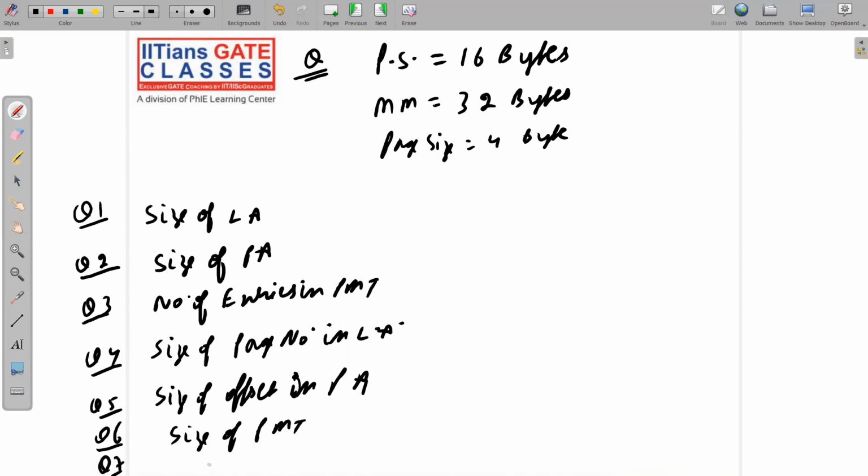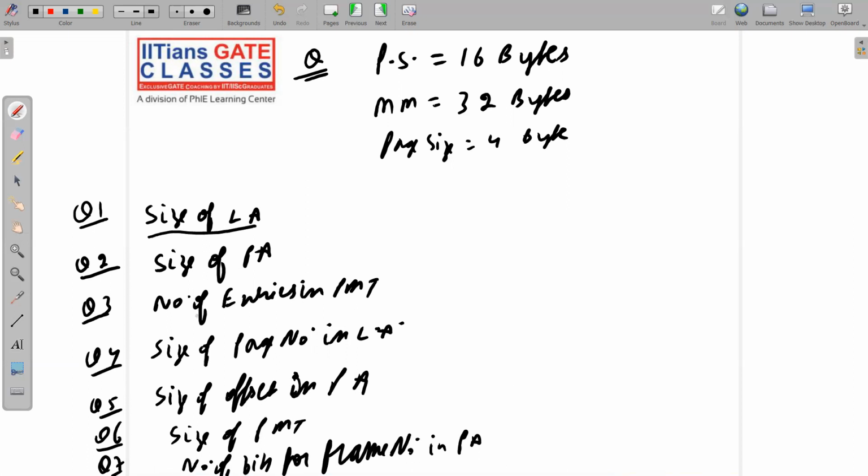And question number seven is number of bits for frame number in physical address. Okay, let me tell you that one by one.